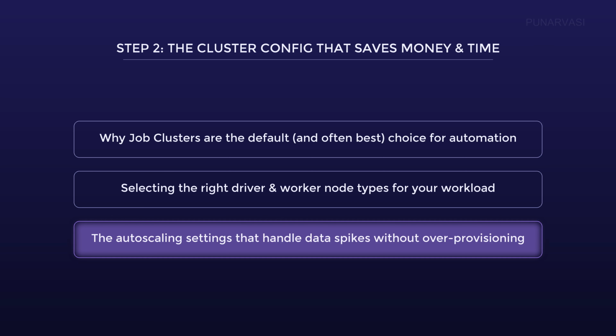Now, let's crush a massive hidden cost. You think autoscaling is about adding machines? Wrong. It is about aggressive, intelligent scale down. Set your idle timeout brutally low to 2 minutes. The cluster must shrink at the first sign of calm. This eliminates paying for ghost capacity and turns variable costs into a superpower.